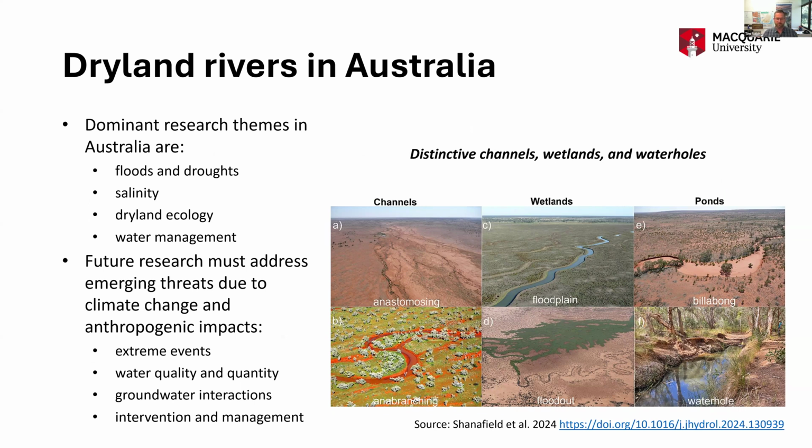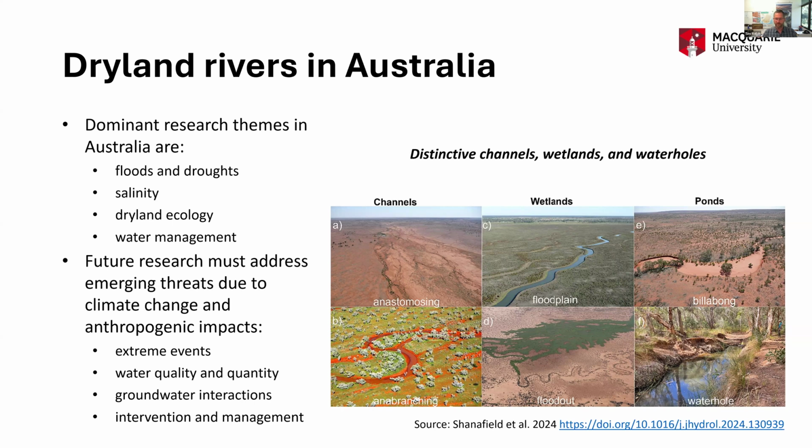So it's clear that future research must continue along some of these themes, but also start to address emerging threats to our rivers due to climate change and anthropogenic impacts. These include the role of extreme events, the water quality and quantity issues that we're facing under future climates, the interactions between surface water and groundwater, and of course, the role and response of people and our interventions and management strategies. Adequately measuring and monitoring what we are doing to rivers is a critical part of the future research needs here in Australia.